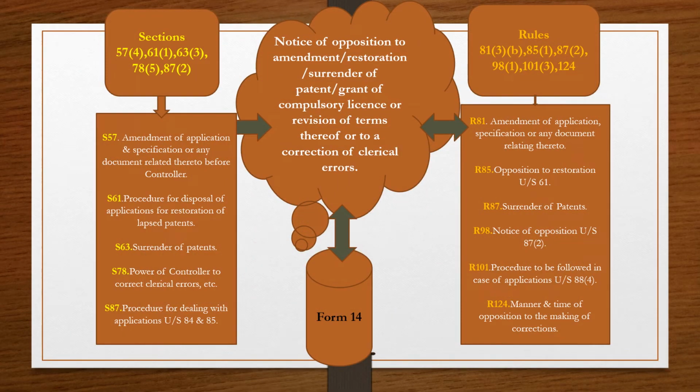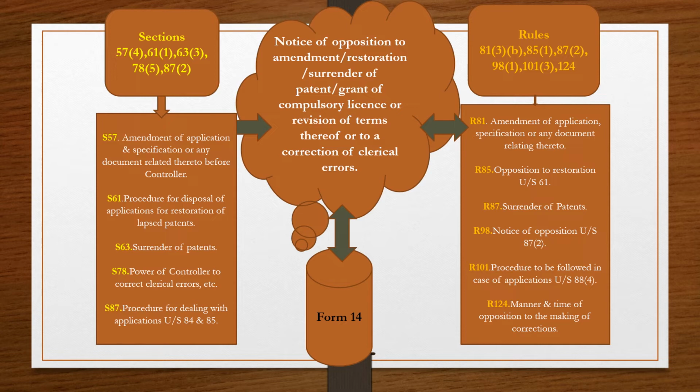The title is Notice of Opposition to Amendment or Restoration or Surrender of Patent or Grant of Compulsory License or Revision of Terms thereof or to a correction of clerical errors. So all these things are included here in form 14. It is a lengthy title, and the related sections and rules are also numerous.